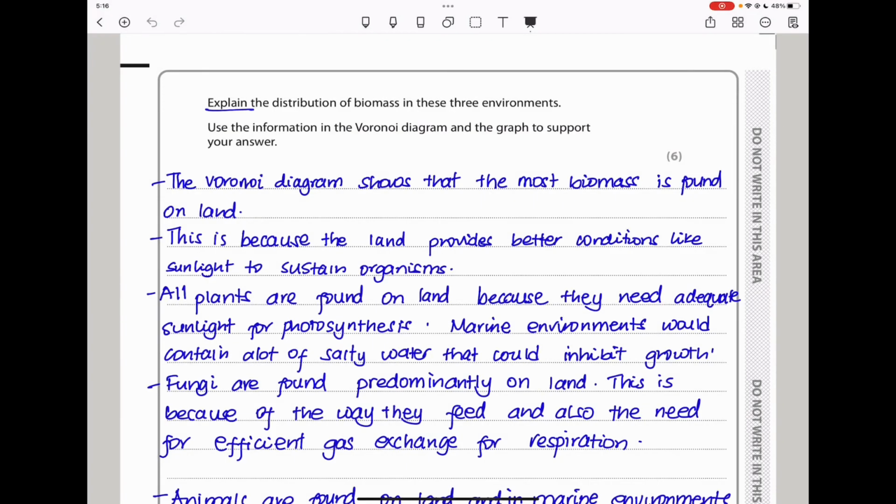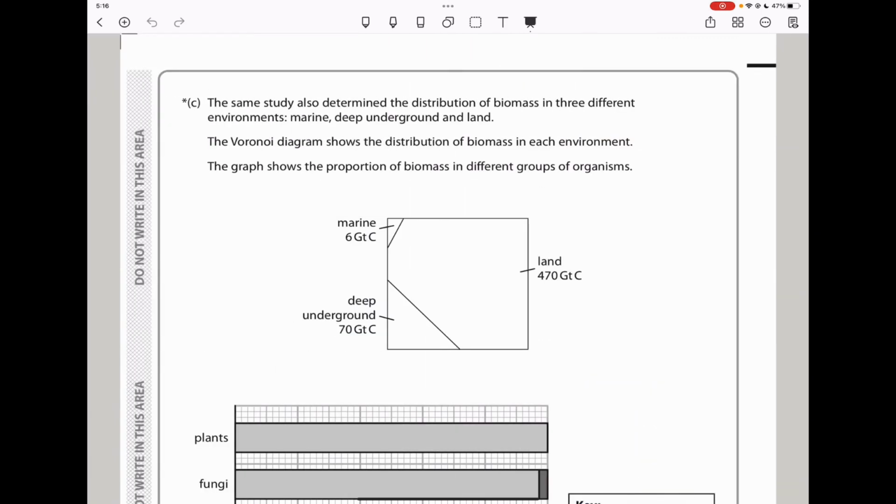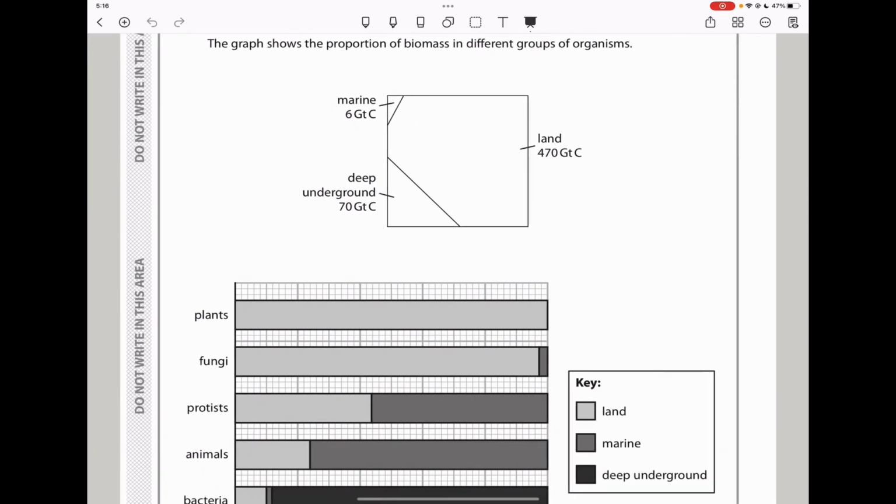Explain the distribution of biomass in these 3 environments. Use the information in the Voronoi diagram and the graph to support your answer. So I want to take you back to the Voronoi diagram so that we can look at it carefully. We can see most of the biomass is actually on land, and then the next is in the deep underground, and then we have some in marine.